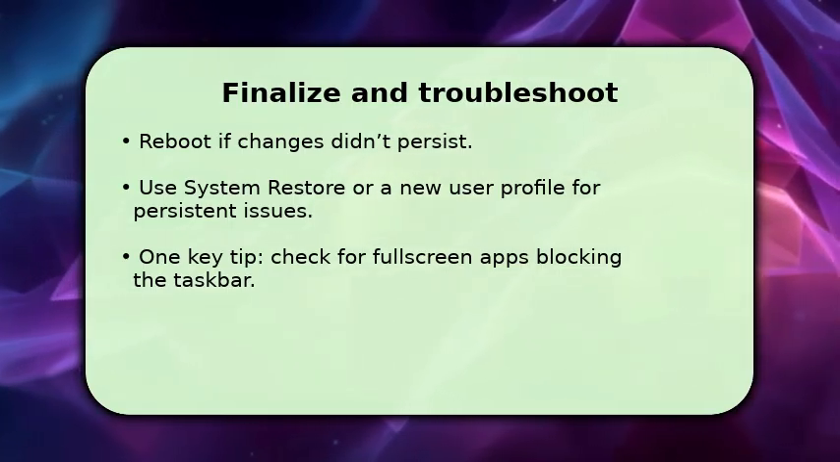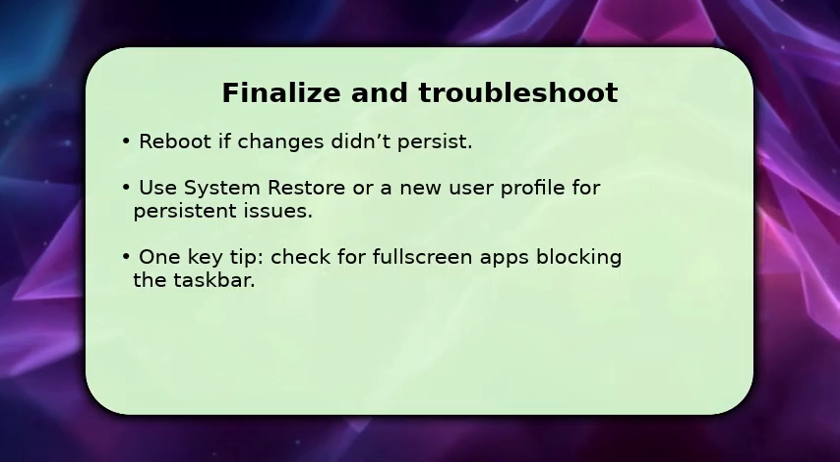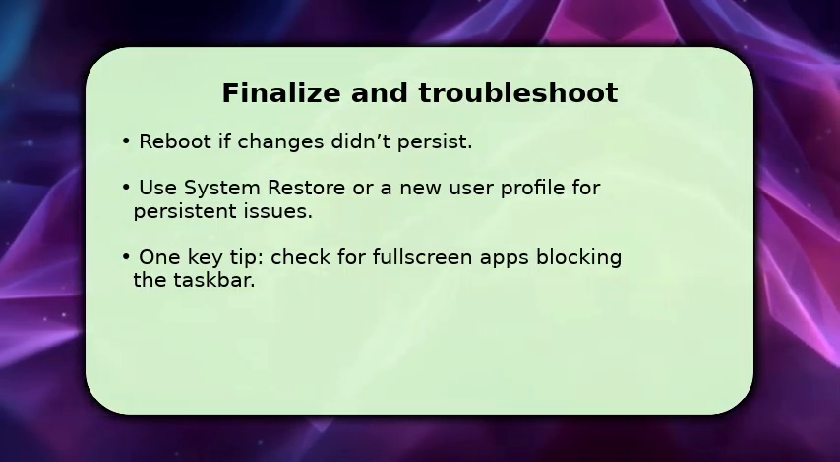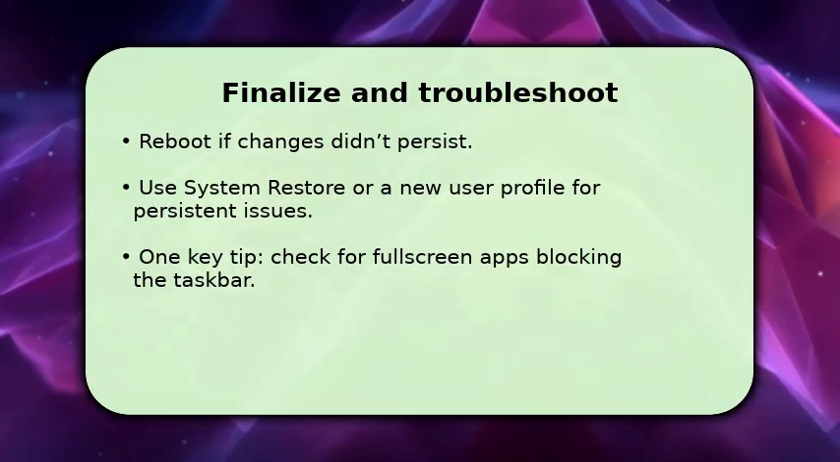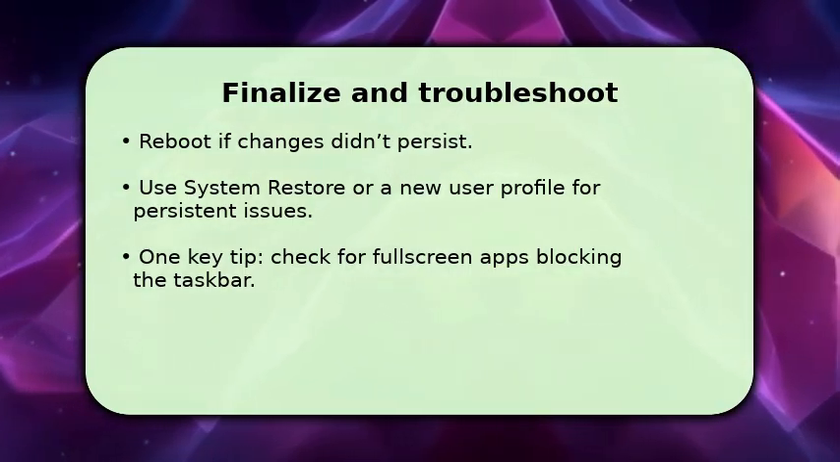Press Windows key to test visibility. If problems persist, update display drivers and run sfc/dism to repair system files. These final steps complete restoration and the key troubleshooting.